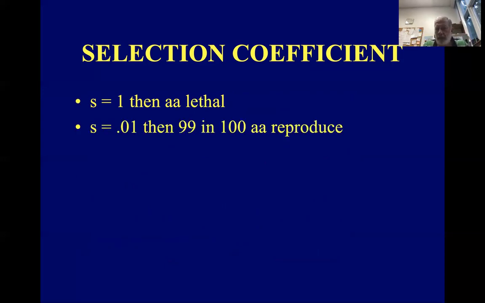So we can incorporate selection into our mathematical model too, where S is a selection coefficient selecting against the little a allele and its maximum is 1. So if S equals 1, then little a genotype is lethal. If S equals 0.01, that means then that 99% of the little a individuals can reproduce. So we're only slightly selecting against the little a allele.